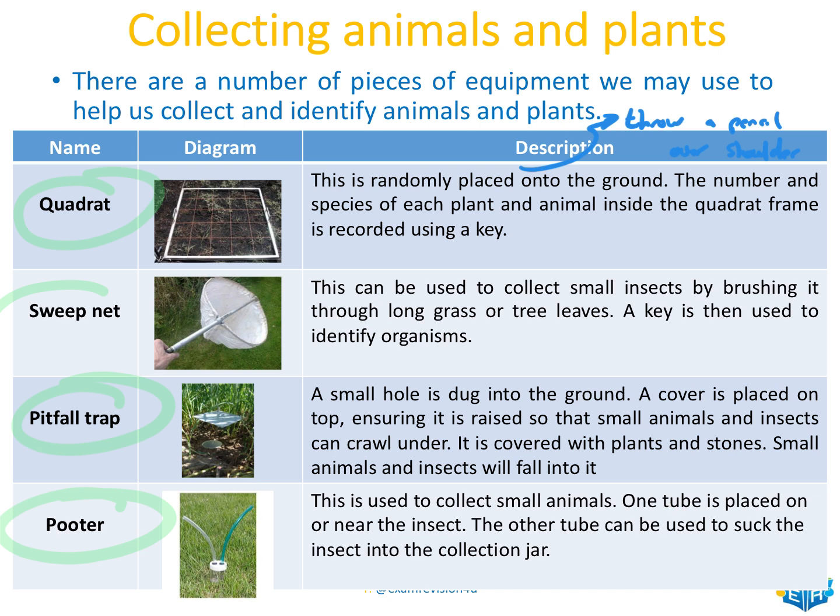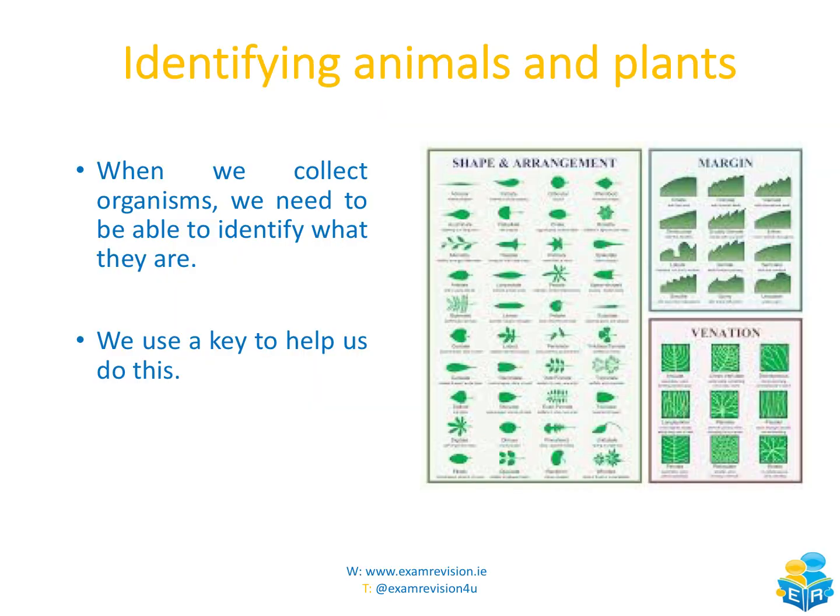One tube, and really important, it's the tube that doesn't have the gauze, is placed on or near the insect. And then the other tube, which will have a little gauze down at the end of it, is used to suck the insect into the collection jar. Really important that it's the one that doesn't have the gauze that goes over the insect, and the one that does have the gauze that goes into your mouth, because you don't want to accidentally suck an insect into your mouth. Now, we mentioned this already, but how do we actually identify the animals and plants?